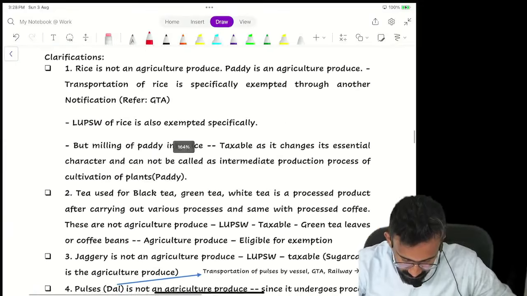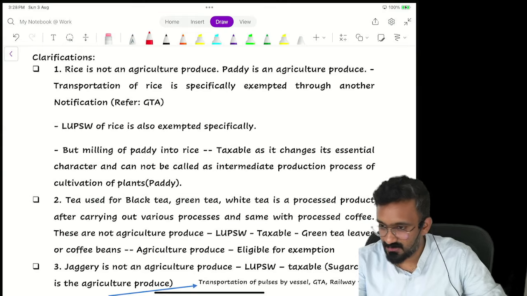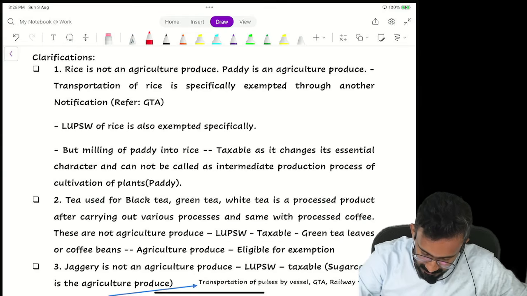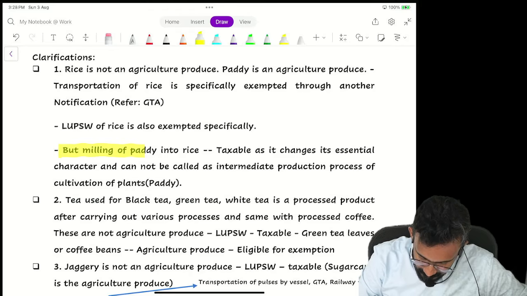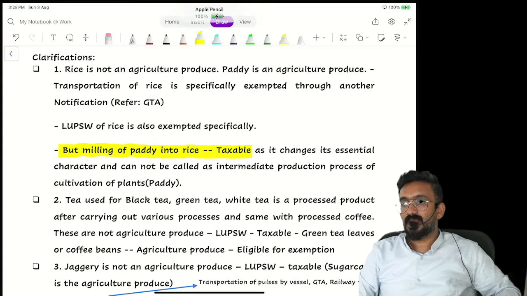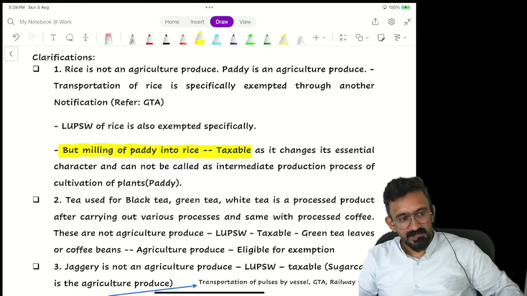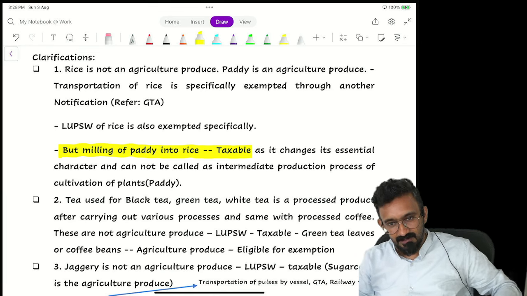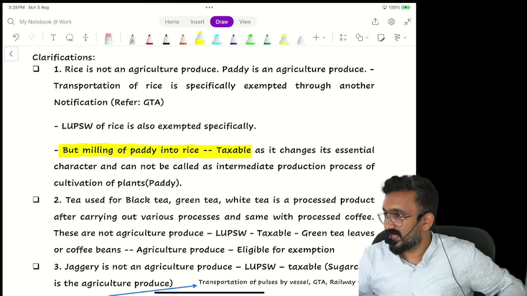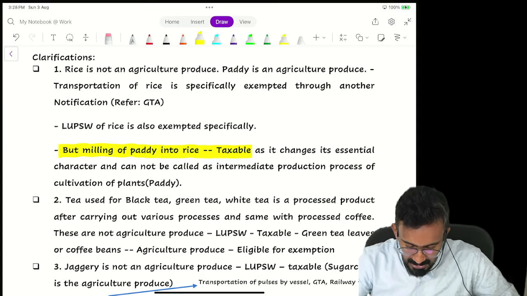If you ask me what is the impact of calling rice not an agriculture produce, that's what I have written. What will become taxable? Milling of paddy into rice will become taxable. Primary reason, it changes the essential character. It cannot be called an intermediate production process of cultivation of the plant being paddy. It is after paddy, so that will become taxable. That's the impact of not calling them agriculture produce.